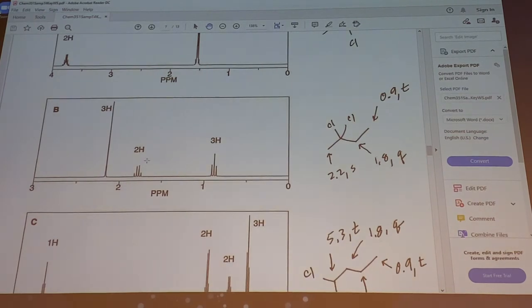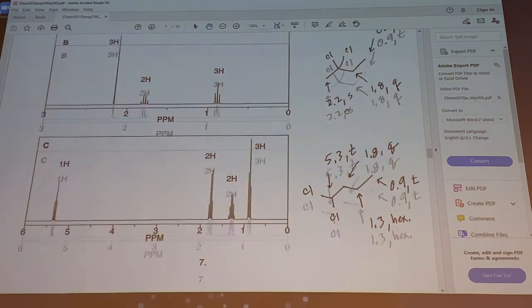And then this one here, this is our old friend triplet quartet. That means an ethyl group, right? There it is. And then a singlet here. Yeah, and that's that one with no neighbors. So that's the 2,2 dichloro.